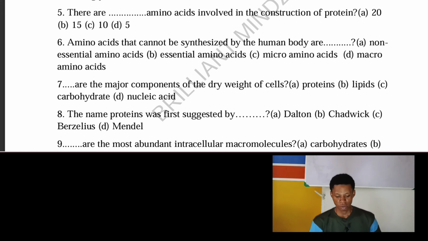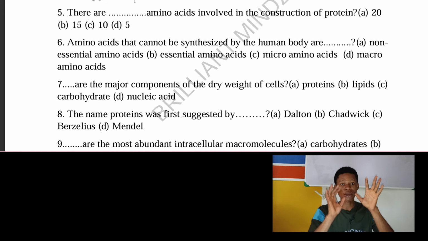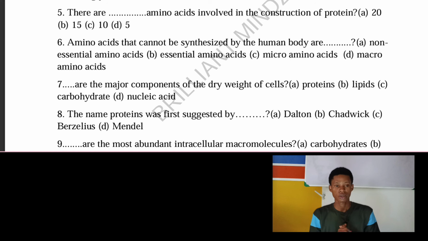Alright, let's move on. Question number 6. Amino acids that cannot be synthesized by the human body are dash. We've seen that amino acids are the building blocks of proteins, right? We've also seen that we have 20 amino acids that make up protein. There are some amino acids that can be synthesized in the body.